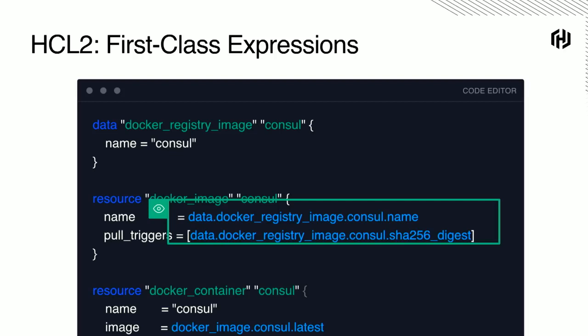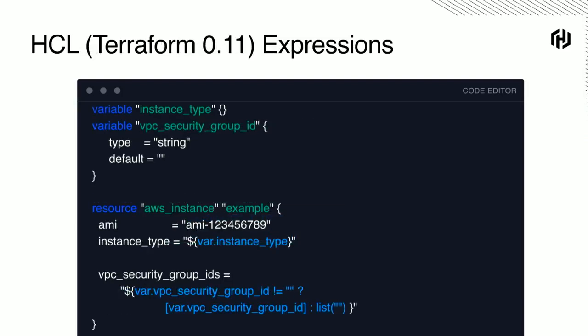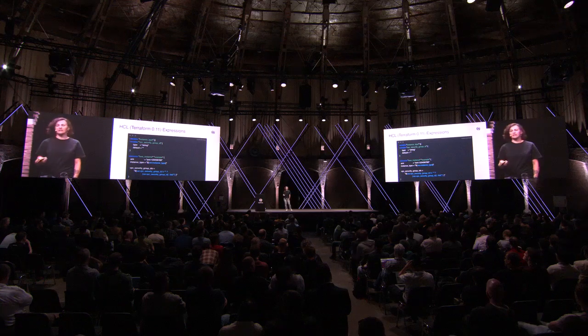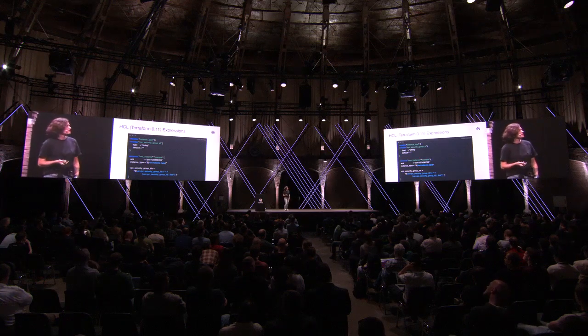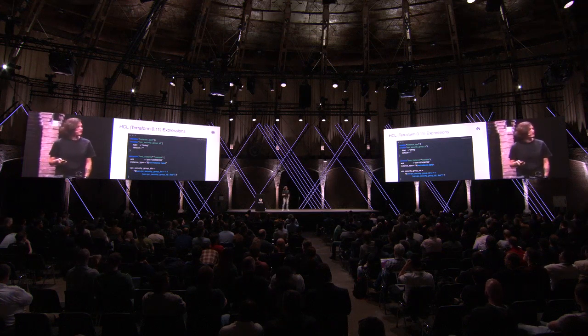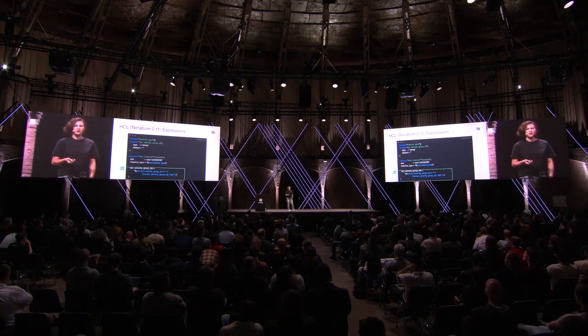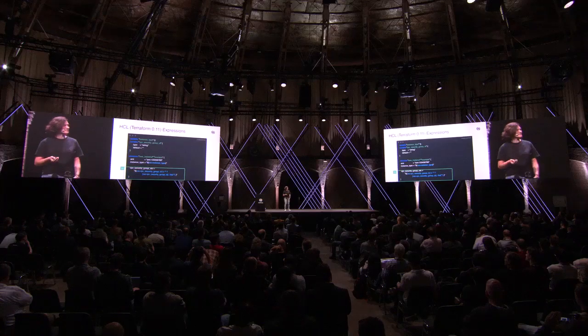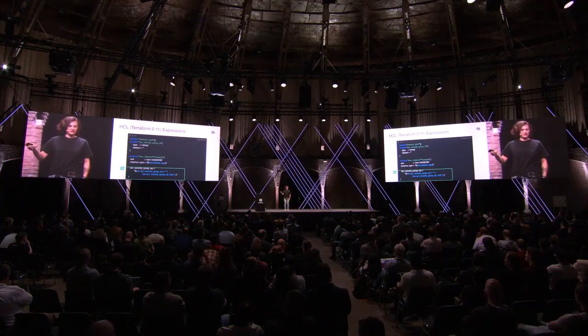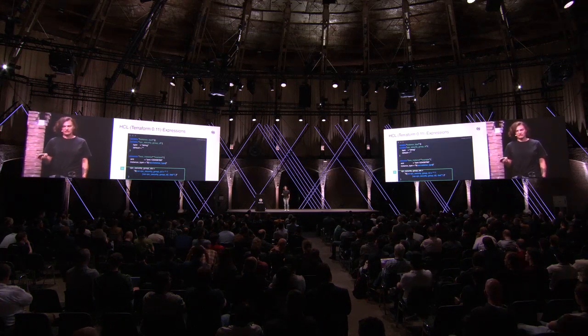We're going to go back to a 0.11 example. OK, in this slide, I'm creating an AWS instance, and I've got this kind of gnarly conditional statement at the bottom. I have a variable called VPC security group ID. What this conditional says is if that variable is an empty string, which is the default, if it's not empty, pass it to the attribute in brackets because it needs a list. If it is empty, just use the list function to pass an empty list.